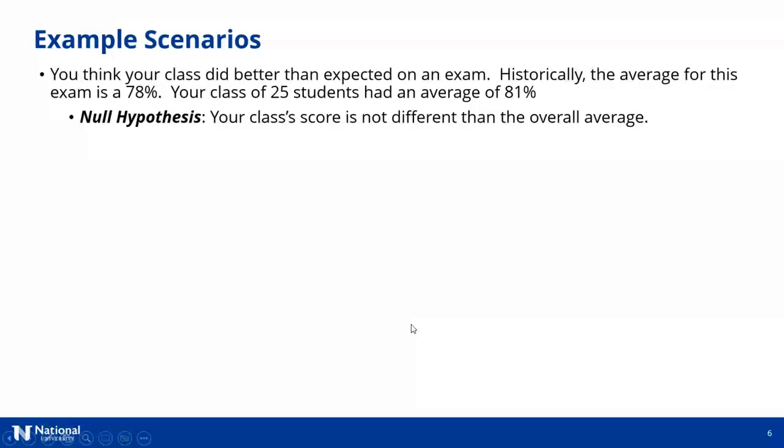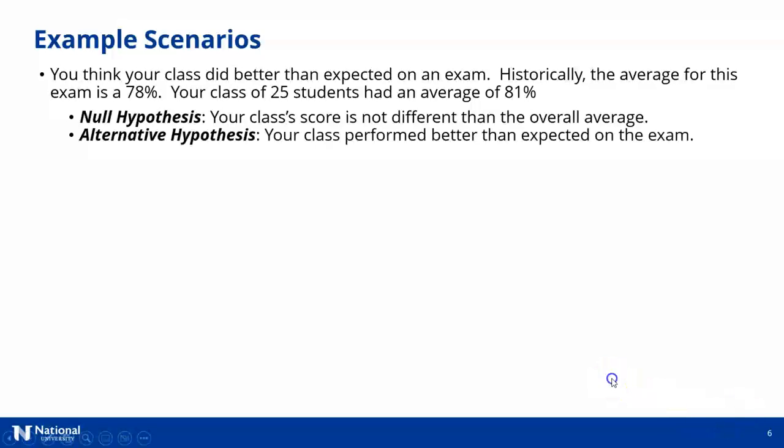Here, the null hypothesis might say that your class's score is not different than the historical average. You can think of this as saying that your class upholds the status quo. Pause the video again, and this time write the alternative hypothesis. So in this case, our alternative hypothesis could be that your class did better than the historical average.